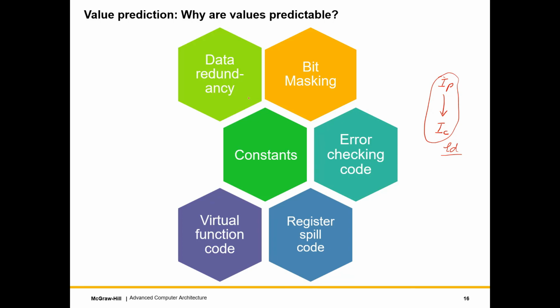So why are values predictable? Well, many times there is data redundancy, so we use the same values over and over again. Let's say it's a scientific program, we use the values of e and pi over and over again. Bit masking: many times, even if we are considering long values, we are only interested in a few bits, so those bits are predictable. Many times we are using constants in our code. Many times we have error checking code where we almost never have errors, but a large part of the code is the same, and a lot of the values it uses are the same.